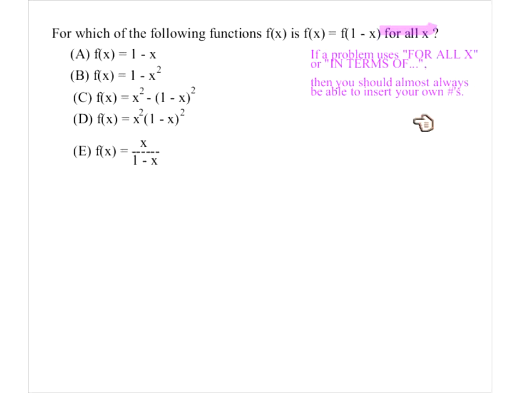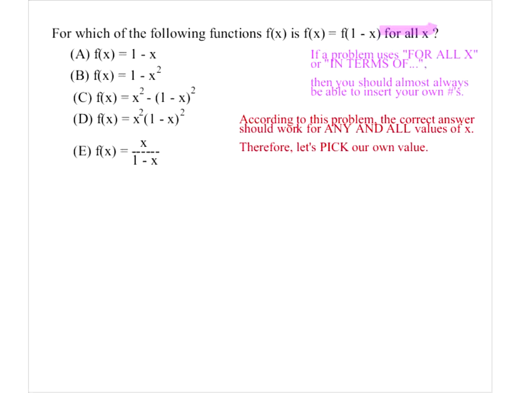Because think about what this means for a second. This means that for any x you can possibly pick, this should work. So if you pick an actual particular choice of x, then this has to work. So let's just pick a totally random x. Because according to this problem, the correct answer should work for any and all values of x. Therefore, let's pick our own value.